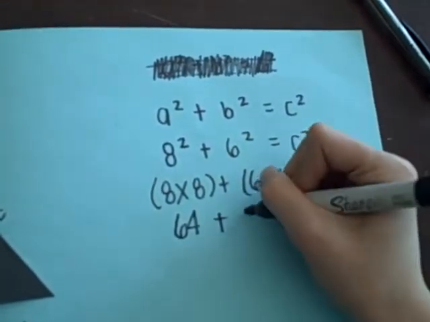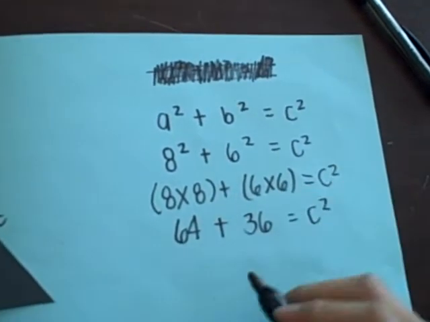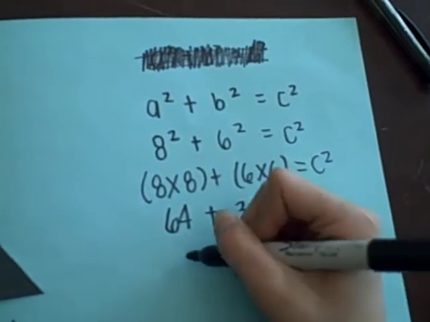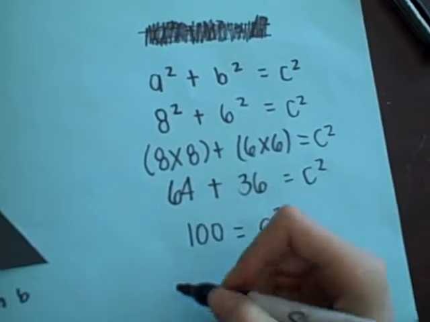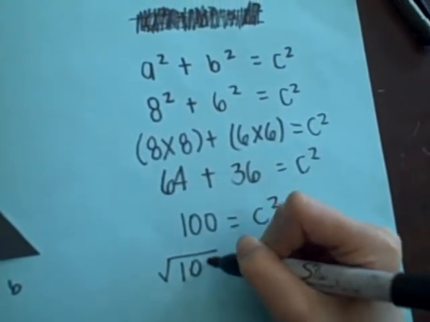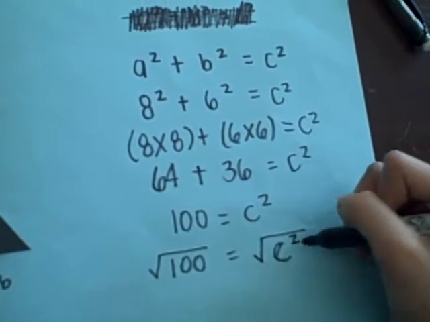plus 6 times 6 is 36, equals C squared. 64 plus 36 is 100. 100 equals C squared. Next, you need to find the square root of 100. You also need to find the square root of C squared.